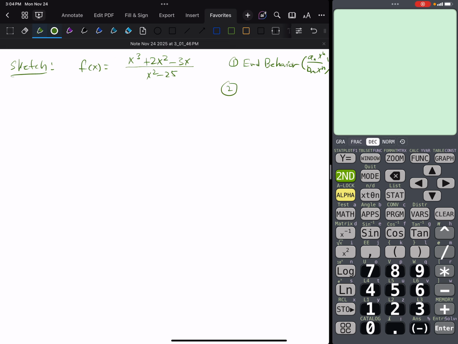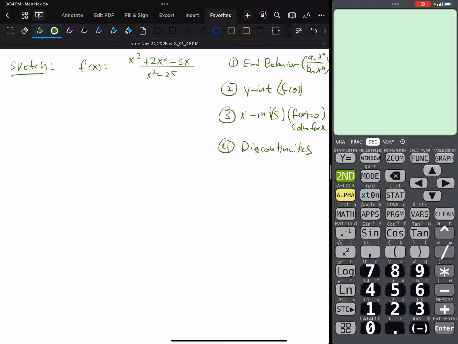And then we'll still need what? We'll still need to find our y-intercept, which would be f of 0, right? And then we'll still need to find our x-intercepts, if they exist. And that'll be f of x equals 0, solve for x. And then we're going to have to look at our discontinuities.